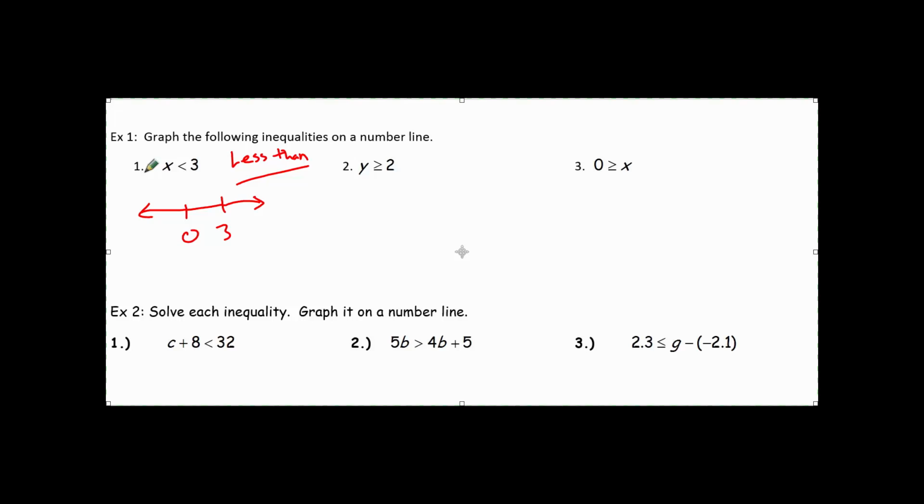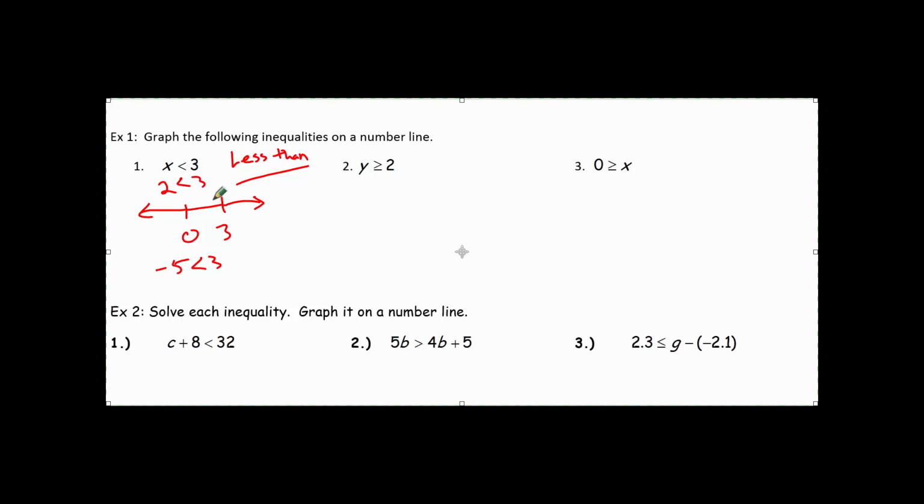So we have to shade any number that's less than 3. Something like 2 is less than 3, that's a solution. Like negative 5 is less than 3, that's a solution. There's an infinite number of solutions. Negative 2.99999. Everything that is smaller than 3 will be a solution. So there's not just one answer, there's an infinite number of answers. So we're going to shade to the left to represent all of these answers.